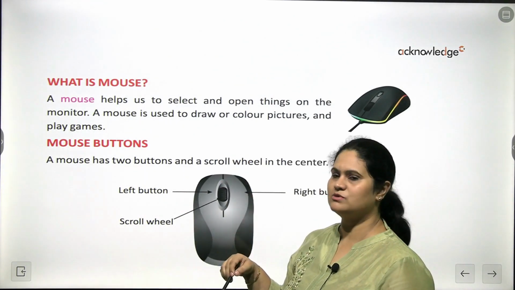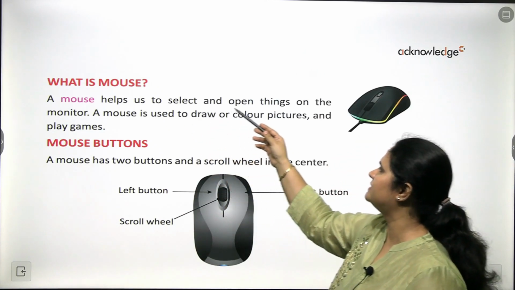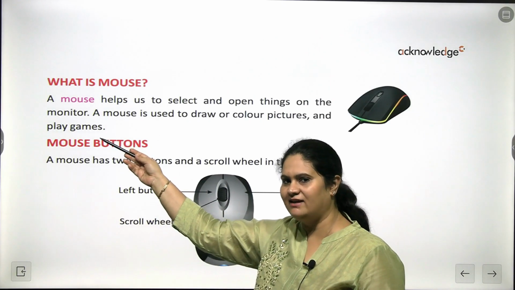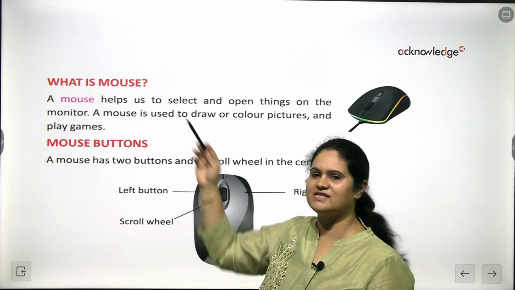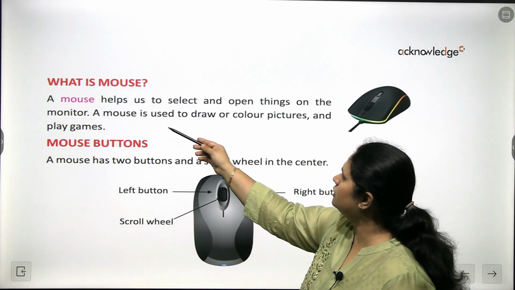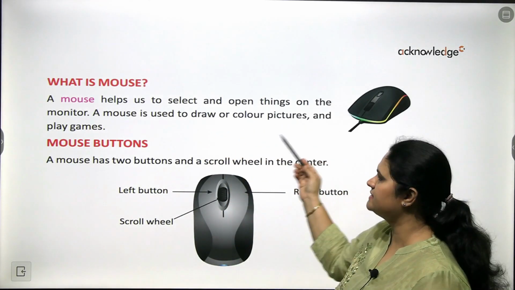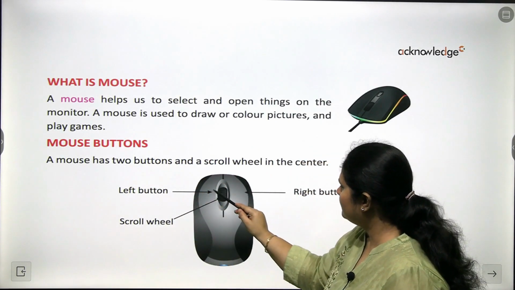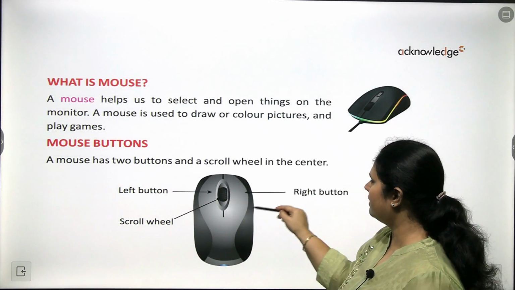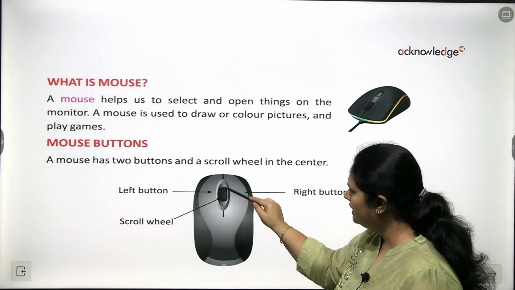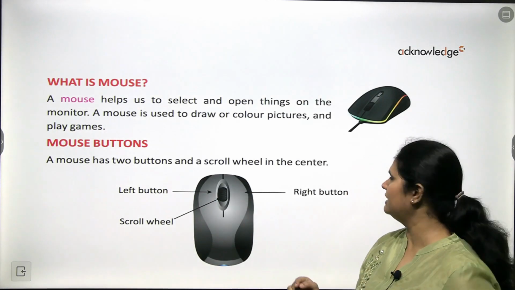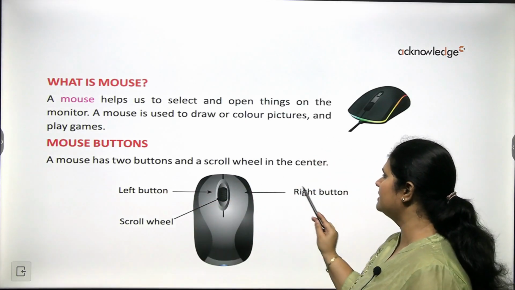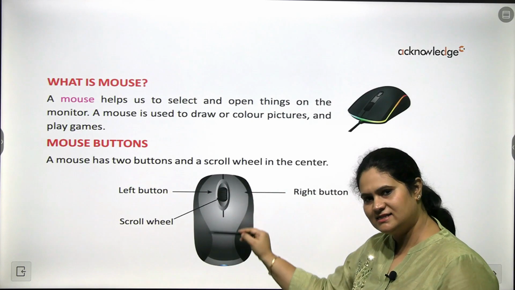What is a mouse? A mouse helps us to select and open things on the monitor. Whatever you see on the screen, you can open or select it using the mouse. It is used to draw or color pictures and also to play games. These are the two buttons. This is the left button and this is the right button, and this in the middle is the scroll wheel. Right, children? A mouse has two buttons, a left button and a right button, and a scroll wheel in the center, right?